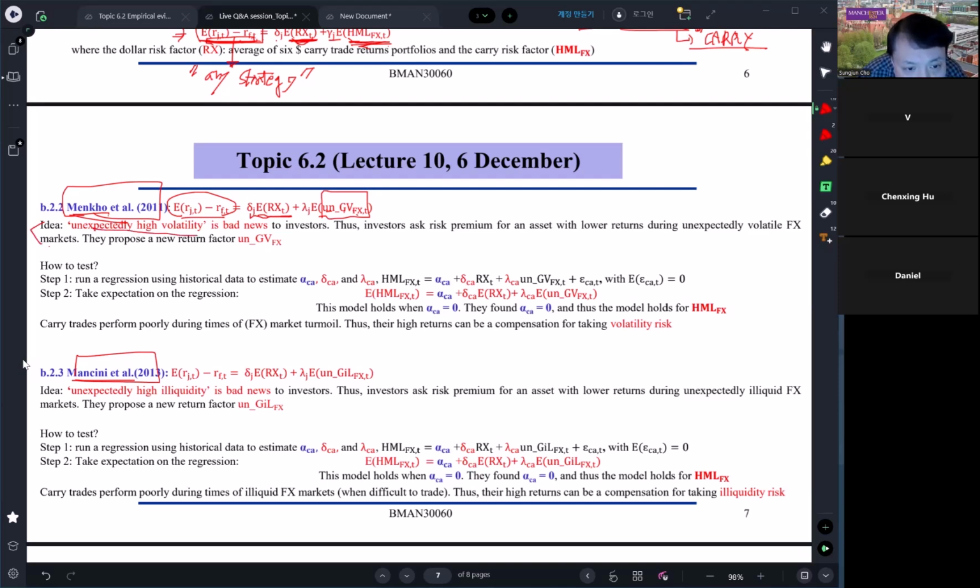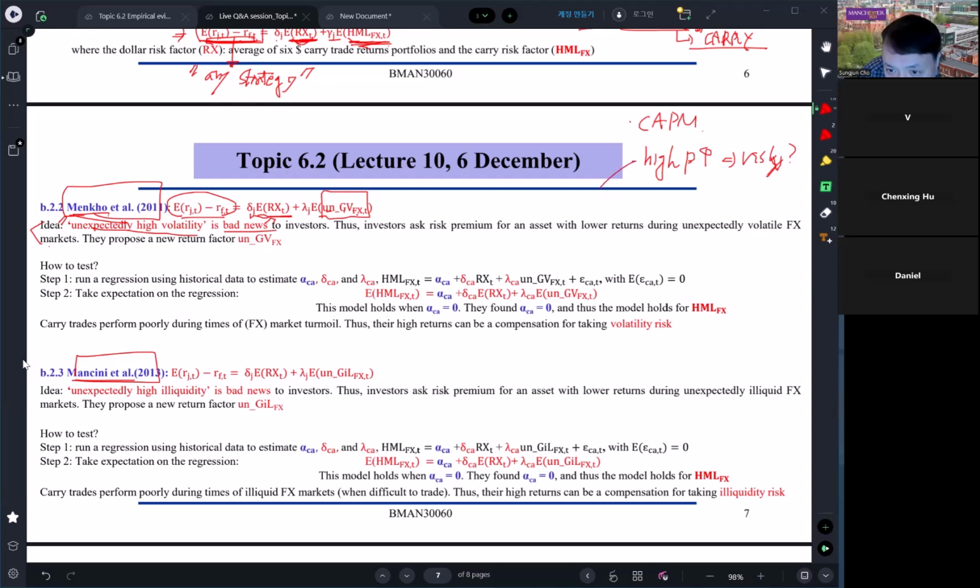Unexpectedly high volatility is bad news. So why is it important to think about bad news? When we talk about CAPM, we say something like this: higher beta means it's risky. And since high beta is risky, you're going to ask a premium for any stock with high beta.